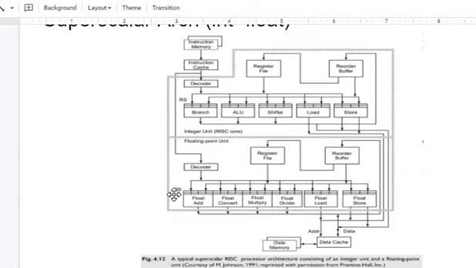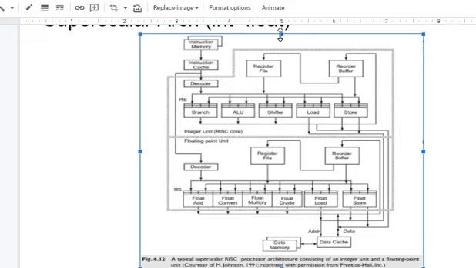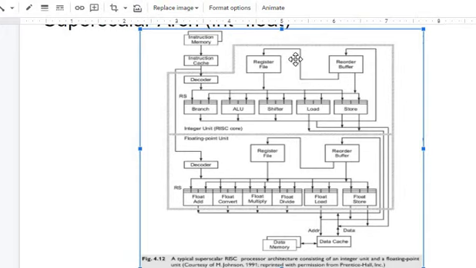Okay, here is one superscalar RISC processor architecture. Here we have the superscalar RISC processor architecture. It consists of an integer unit and a floating point unit. I took this as a case, even though it is a case study, to explain to you because the concept is important. Here let me explain the simple blocks.